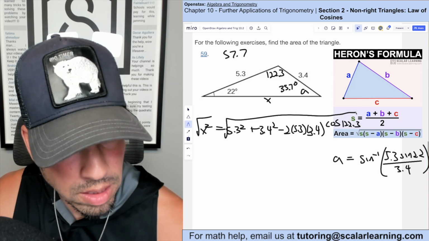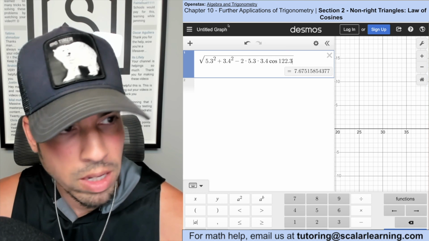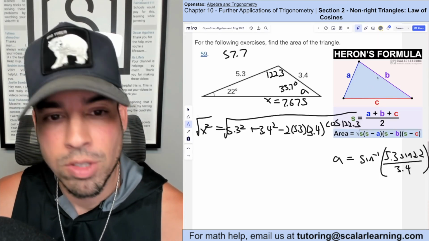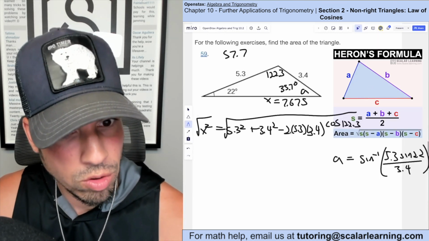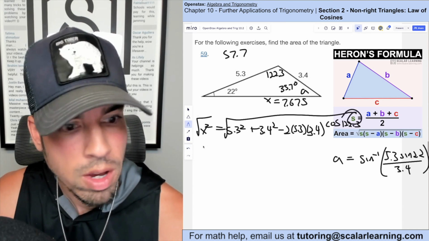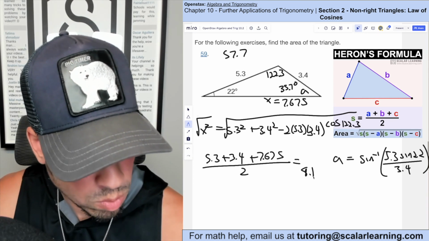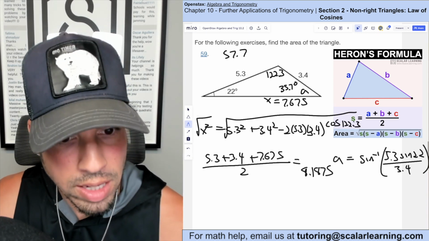And to solve for x, we need to take the square root of both sides. So let's plug that into Desmos now. And we get 7.675 for that other side. Now we have enough to use Heron's formula. So we can use it as follows. First, we have to find what s is. So we have to add the 3 sides together and then divide by 2. And we get 8.1875. So that's our s value.